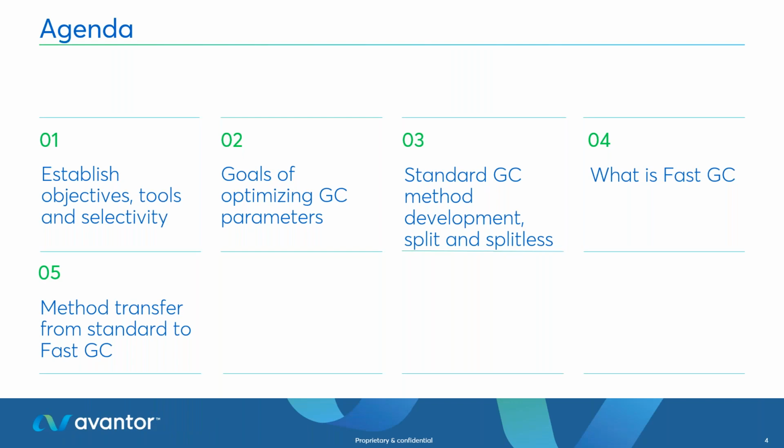Technology, always testing us. So today we're going to be talking about basically introducing you to different approaches to method development and some guidelines that are going to help you get the resolution that you need out of your applications. So first, we're going to look at establishing objectives, tools, and selectivity. Then we're going to look at optimization of the GC parameters and what that's working towards. Then we're going to have a look at standard GC method development with split and splitless injections. Then we're going to go into fast GC and how we can transfer a method from standard to fast GC.